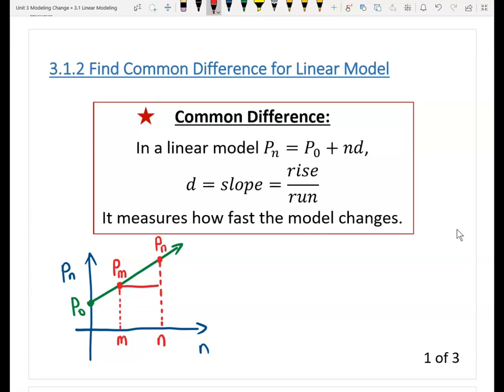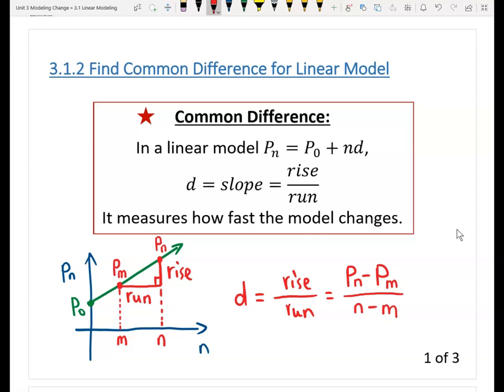If I link this horizontally, can you see we have a right triangle, whereas we have the run from time m to time n. Here we call the run, right? And from Pm increasing to Pn, the distance we call the rise. So the slope, we know the common difference is the slope, right? It is just the rise over run. Therefore, we can write it into a formula. The rise is the total increase, which is Pn minus Pm. The run is from time m to time n, the difference is n minus m.